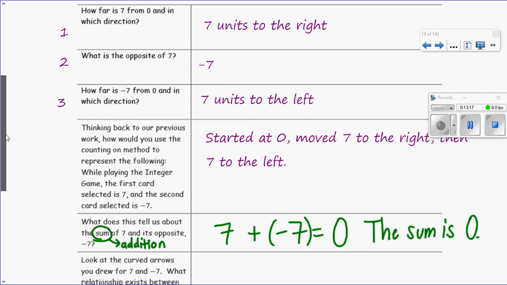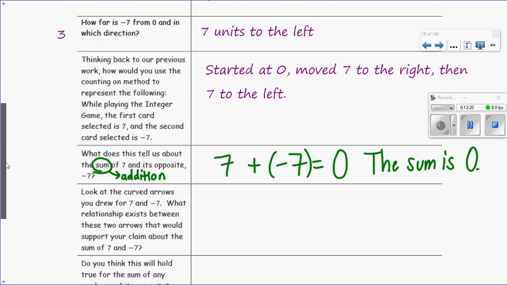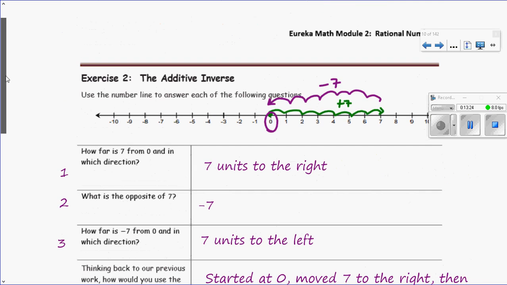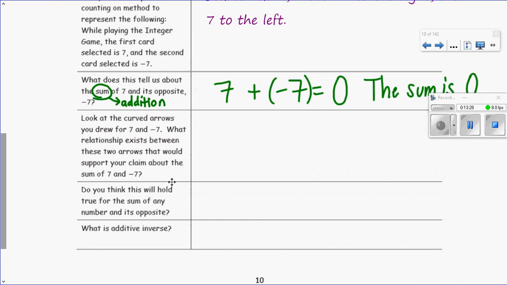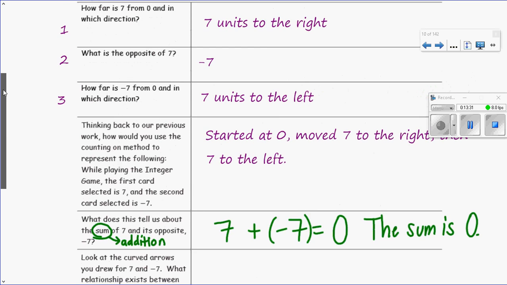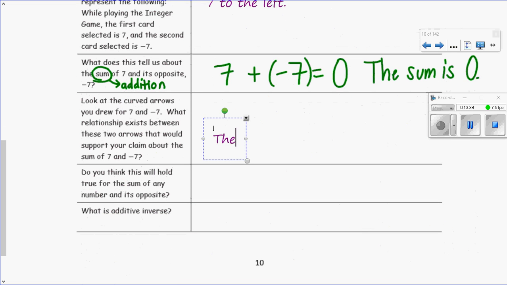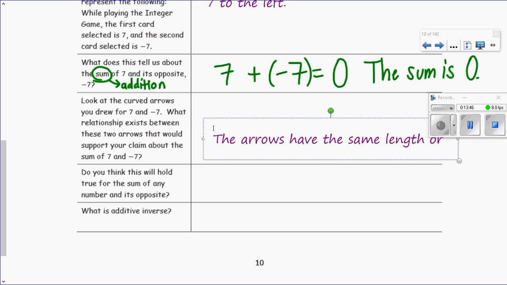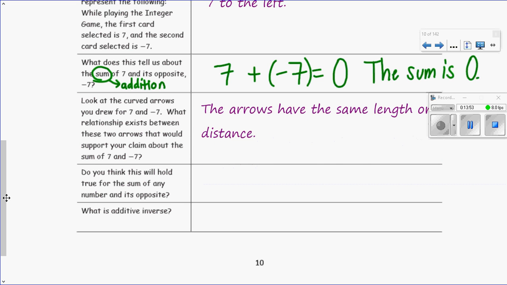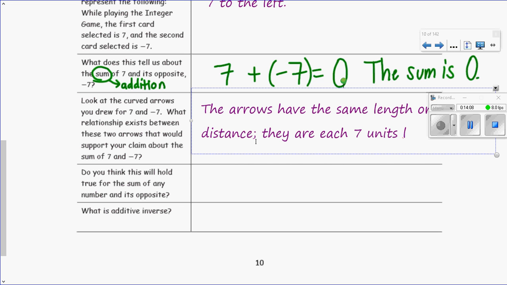Okay, so go ahead and look at the curved arrows that we drew for 7 and -7. What relationship exists between these two arrows that would support your claim of 7 and -7? Well, that question might be kind of confusing, so I'm just going to tell you it's basically saying, what can you tell about these two arrows? Like, what do they have in common that backs up what we're saying there, that 7 plus -7 is 0? I think it makes sense to say that the arrows have the same length or distance because they are both 7 away from 0. Okay, they are each 7 units long. So let's go ahead and add that so we know. They are each 7 units long.